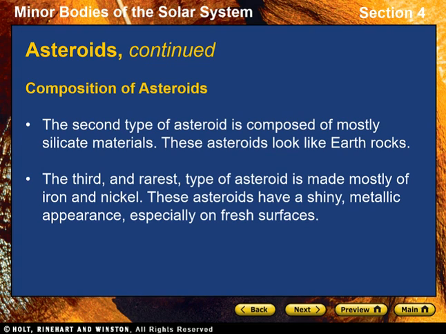The third and rarest type of asteroid is made mostly of carbon materials, which give this type of asteroid a dark color. Many astronomers think that asteroids in the asteroid belt are made of material that was not able to form a planet because of the strong gravitational force of Jupiter. Scientists estimate that the total mass of all asteroids, including the largest, Ceres, is less than the mass of Earth's moon.